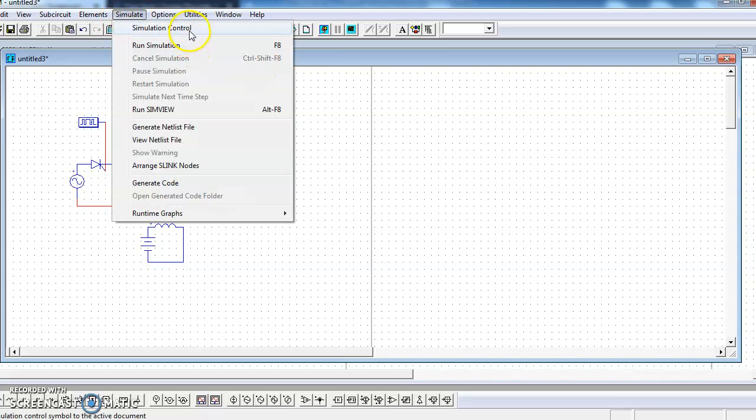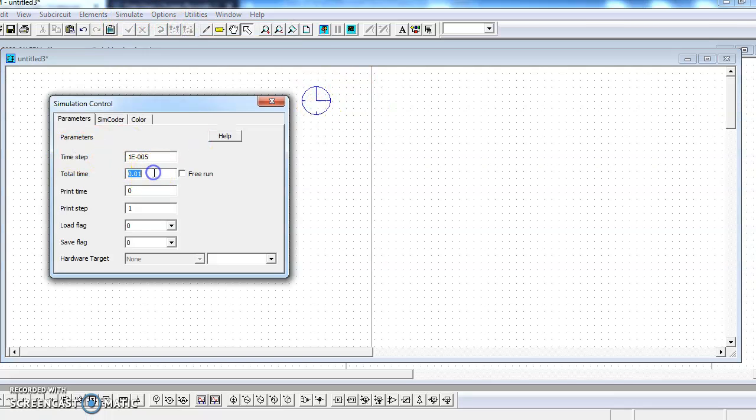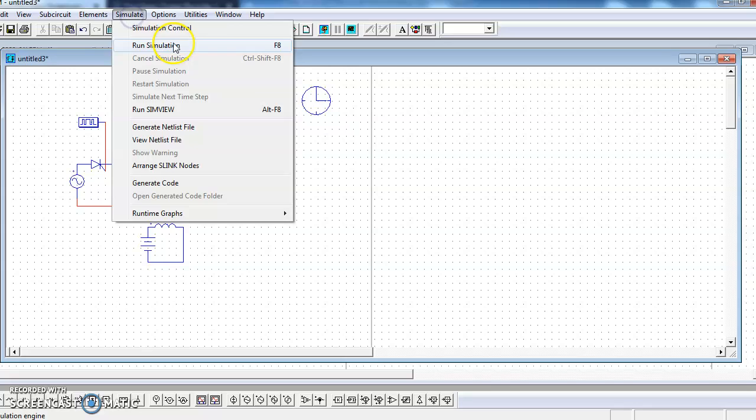In the simulation control, keep the clock. For the total time, let's take 0.04. How many cycles of the input voltage can you see in this 0.04? Just think over that. Yes, the answer is you can observe 2 cycles, because 1 cycle is completed in 0.02. So this is the 0.04 we are giving. Now run the simulation.